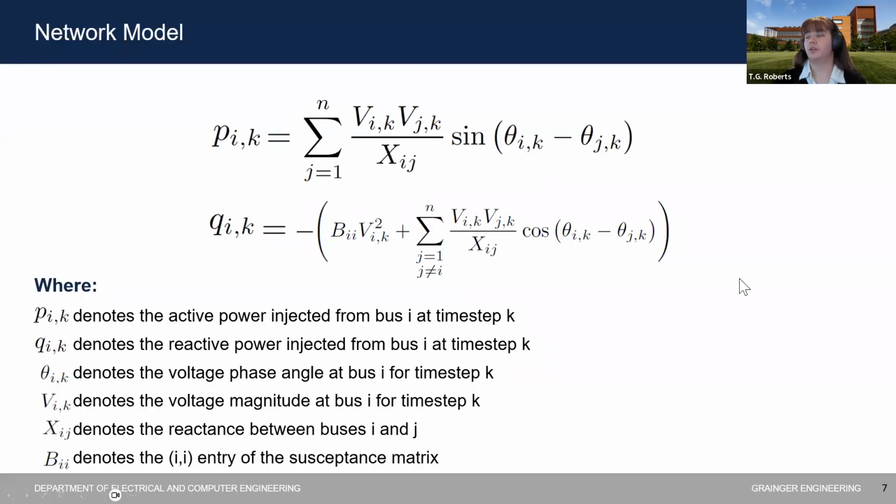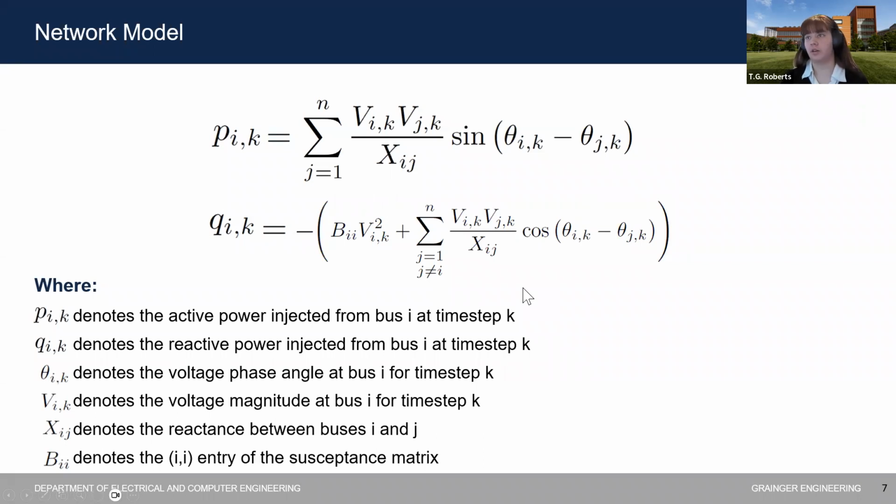These equations should be recognizable as the power flow equations in our system, albeit in the discrete form. Essentially we have P as our active power injected at bus i into the network, and the same thing for Q, where voltage at bus i is V_i, voltage at bus j is V_j, and then we have the phase angles at the buses as theta_i and theta_j, and X_ij denotes the reactance between buses i and j, and B_ii denotes the entry of the susceptance matrix.